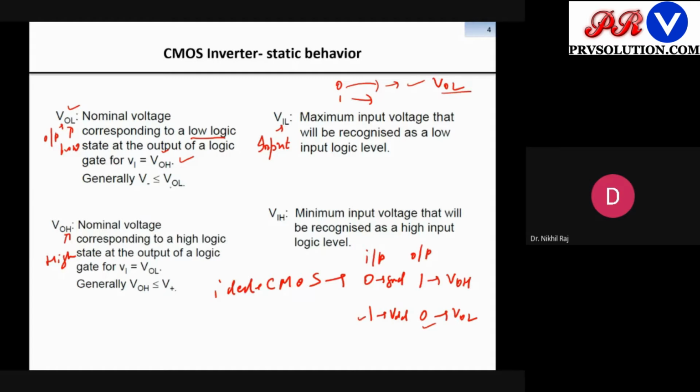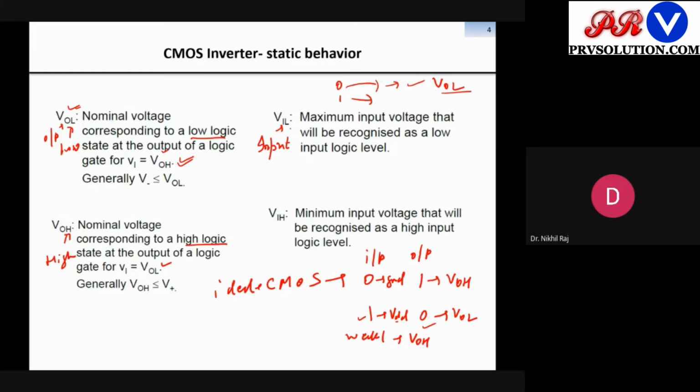When the input is either VDD, or a weak 1, that is your VOH. So we are considering that these degraded voltages are a function of degraded inputs. VOL will depend upon VOH. When the input is a weak high, we will get a weak 0. Similarly, VOH is the voltage which corresponds to a high value when the input is VOL. When the input is a weak 0, then we get a weak 1.